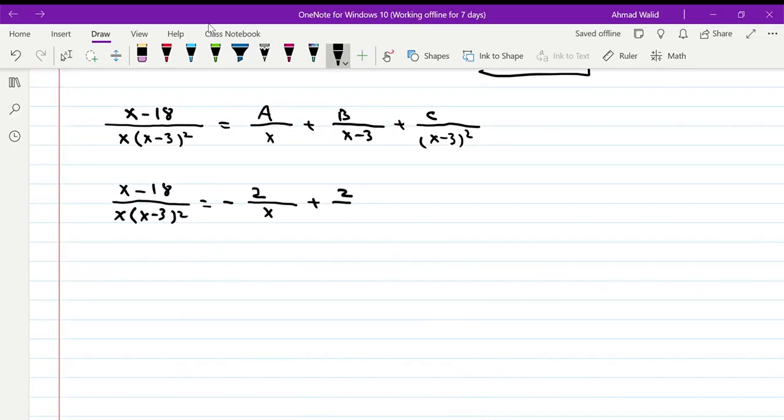2 over x minus 3. How much is the value of C? Negative 5. Then I'll put here a negative 5 over x minus 3 squared, and you are done. You decompose the fraction x minus 18 over x times x minus 3 squared. Correct?